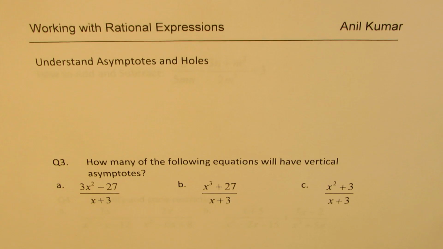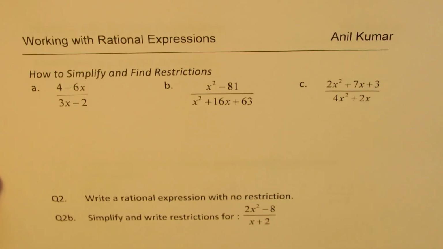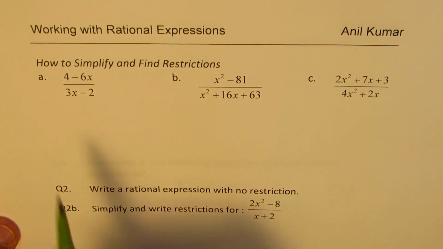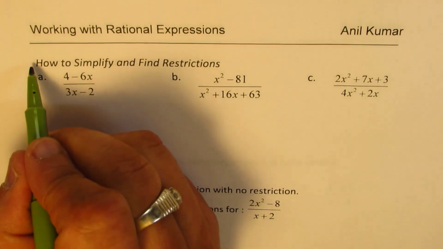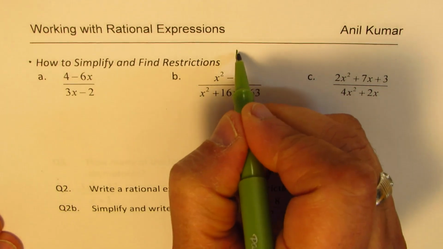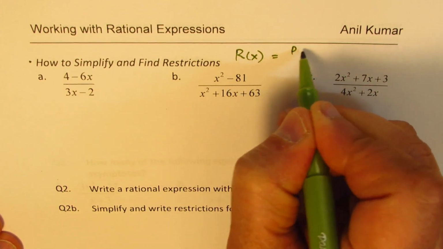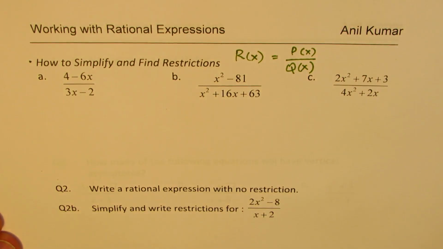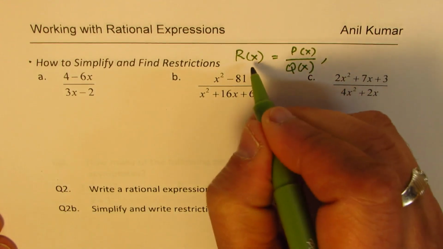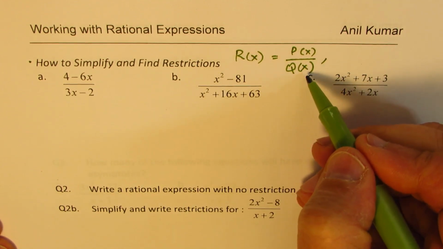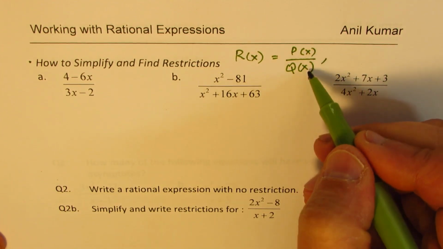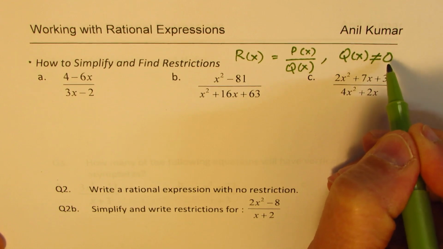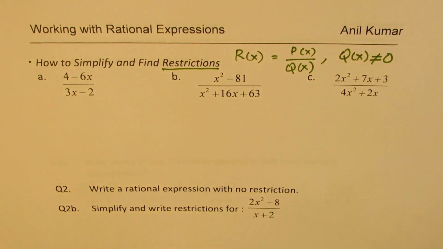Now let's get back to the second page, which is really this one. Okay, now here, how to simplify and find restrictions. So what we said in our definition was that a rational expression is basically a ratio of two polynomials, correct? So whenever you divide polynomials, you do not get polynomials. Let's be very clear about it. You get a rational expression, okay? Because you can't have a polynomial in the denominator. Perfect. So we know here that Q of x is not equal to 0. So that leads to restrictions, right?